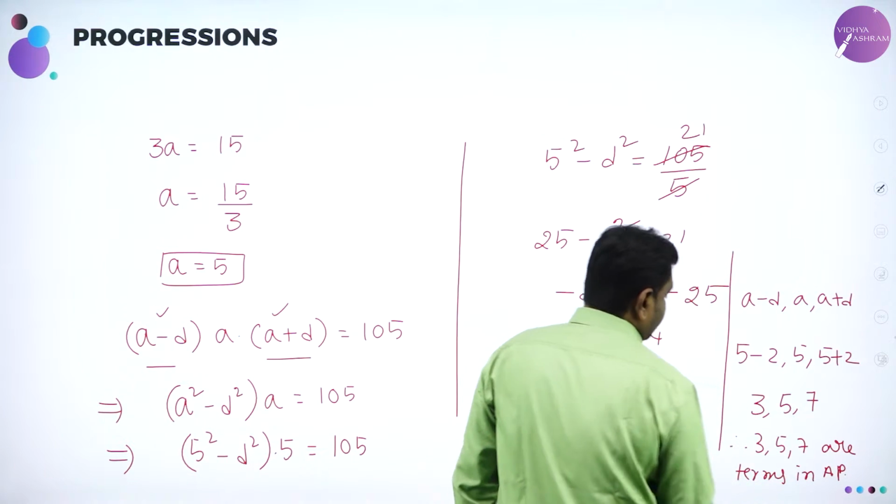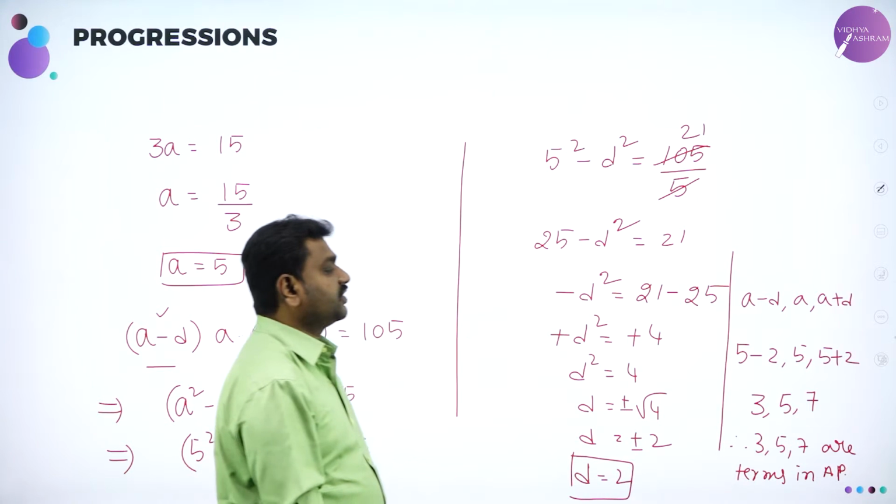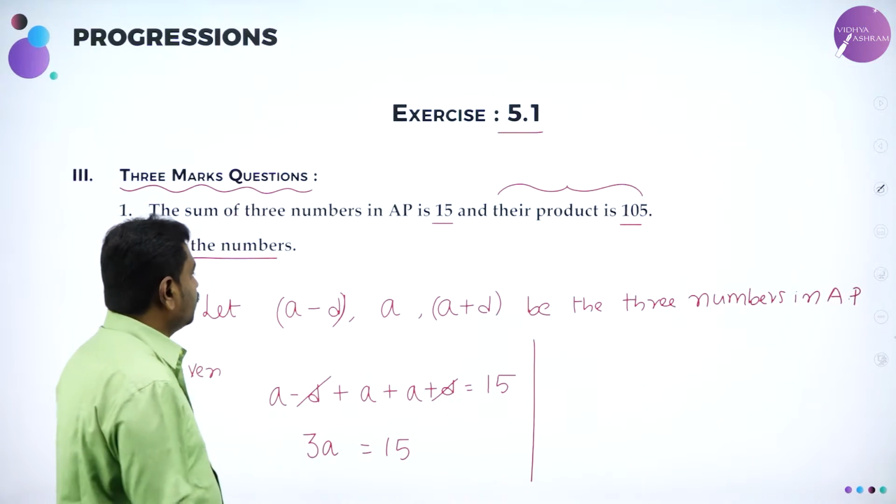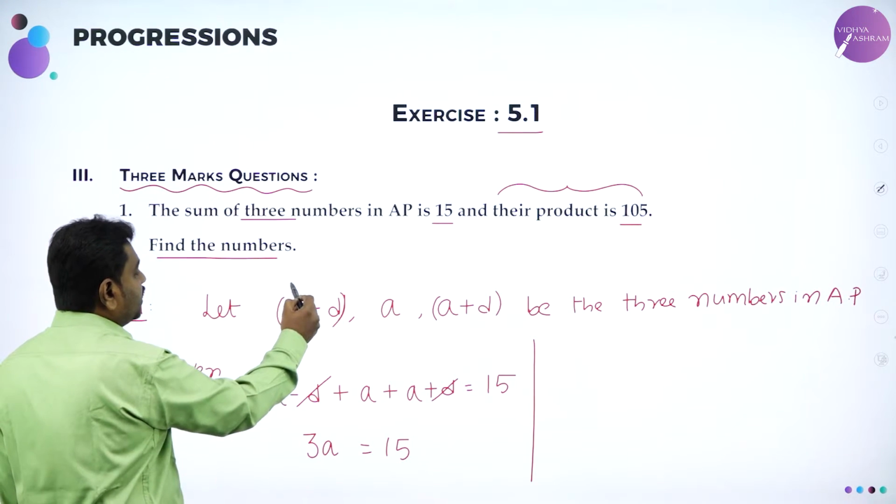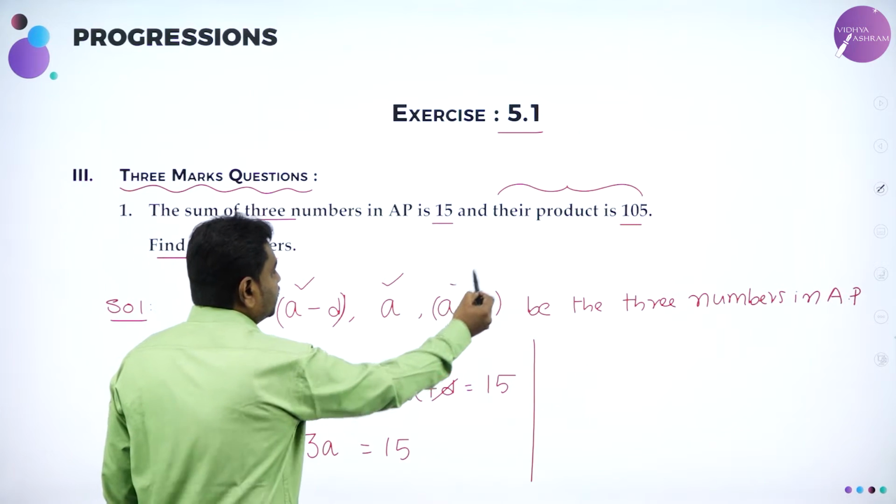3 terms are in AP. Find the 3 numbers. What are the 3 numbers? 3, 5, 7. I hope all of you got it. So they want you to find 3 numbers. Assume the 3 numbers as A minus D, A, A plus D.